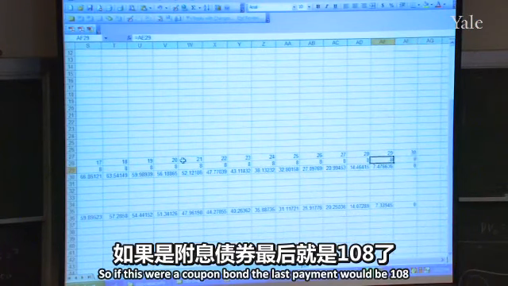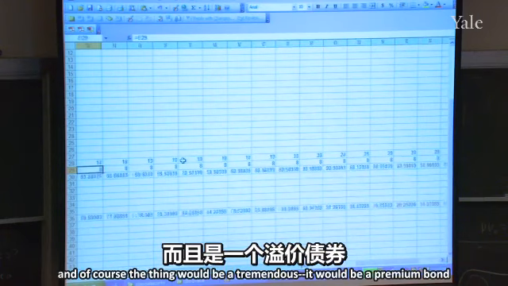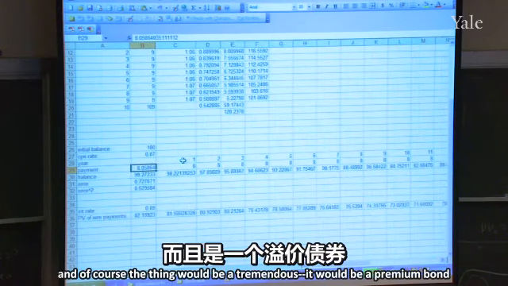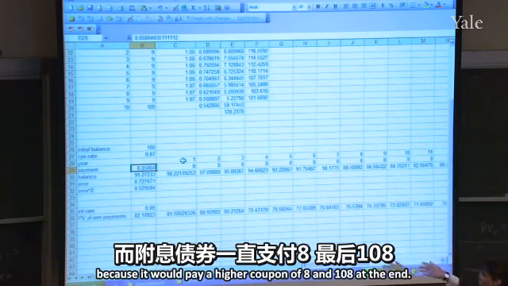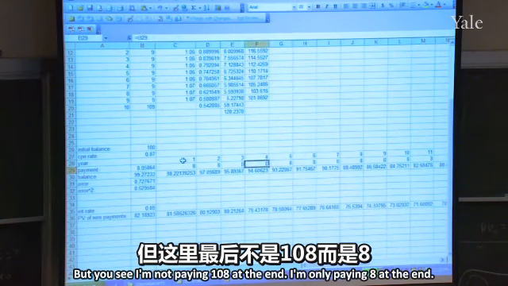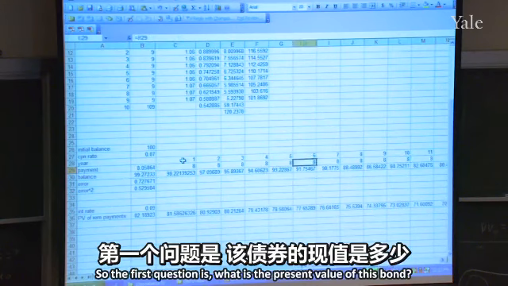So if this were a coupon bond, the last payment would be 108, and it would be a premium bond because the interest rate's only 7%, since it would pay a higher coupon of 8 and 108 at the end. But you see, I'm not paying 108 at the end, I'm only paying 8 at the end. So the first question is, what is the present value of this bond?